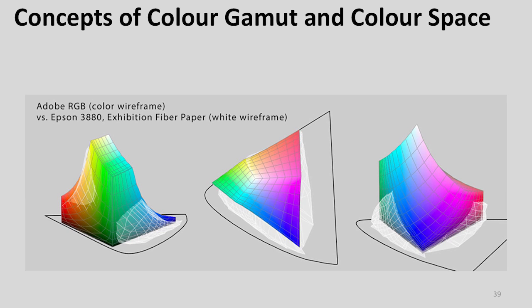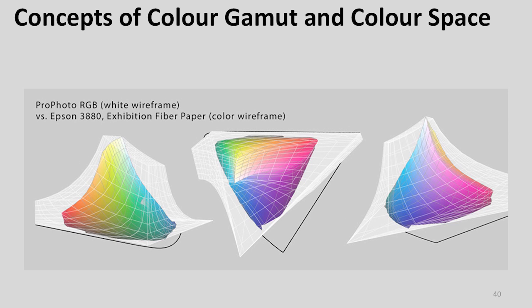What you're looking at currently is Adobe RGB color space and Epson 3880 output, the color space or the gamut for 3880 exhibition fiber paper, which is like a luster paper. It's not quite as glossy as the semi-gloss which you'll be using. Adobe RGB color space, and what the Epson 3880 can reproduce is defined here quite beautifully. So Adobe RGB color space is the color wireframe, and the Epson 3880 fiber is a white wireframe. So you can see that the Adobe RGB maps beautifully within Epson 3880 printer gamut and profile.